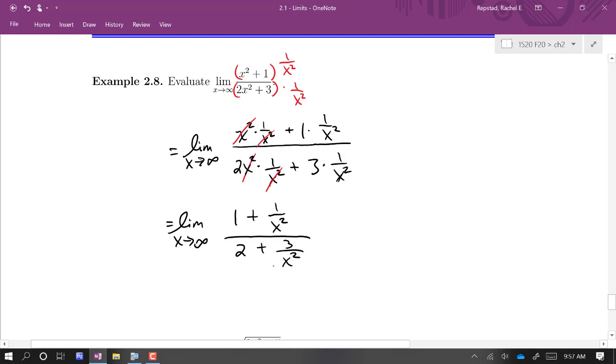Now, look at this limit. The only places where x appears are in the denominator of a fraction with a constant numerator. I've got x to a positive power in the bottom and some constant up top. Now 1 over x squared approaches 0 as x gets huge, and 3 over x squared approaches 0 as x gets huge. And so overall, the top is approaching 1, the bottom is approaching 2, and this limit is equal to a half. So in this example, infinity over infinity was approaching 1/2.